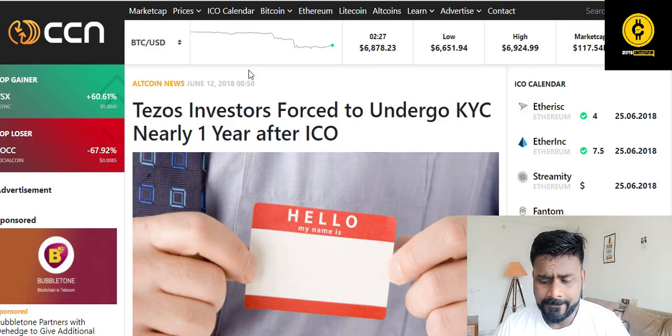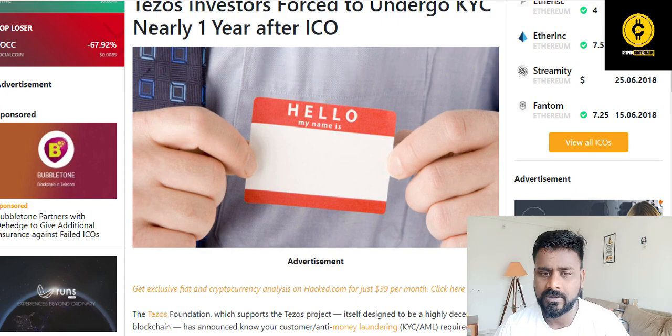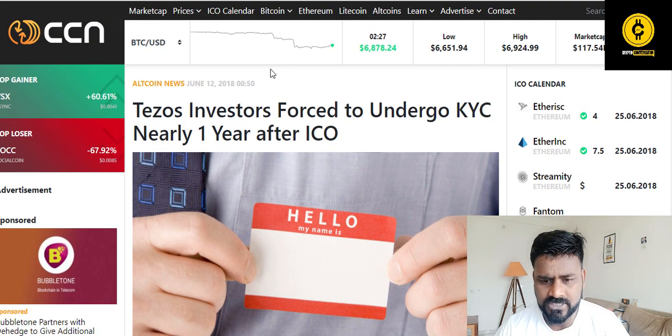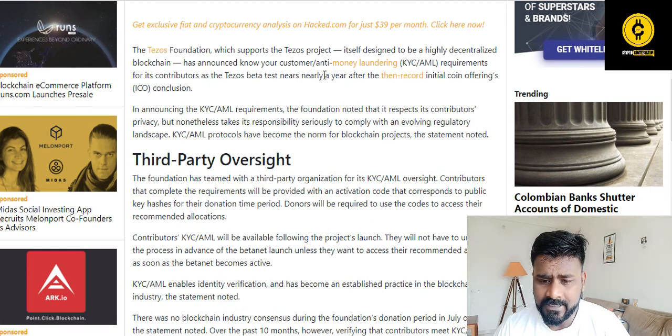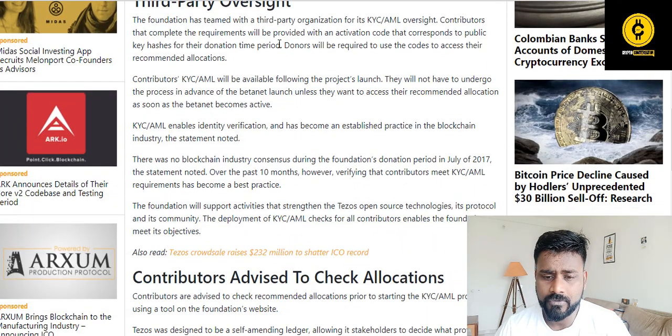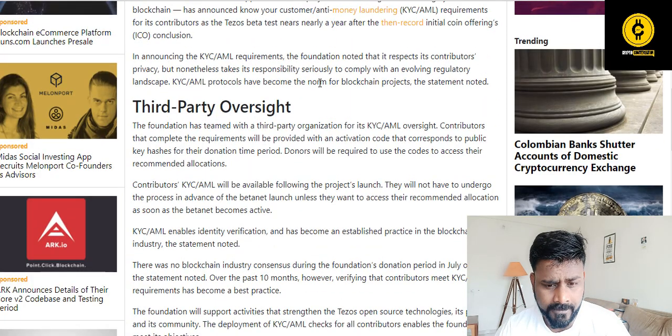This is very interesting because Tezos, one of the ICOs from last year, has now all of a sudden started asking for KYC from their investors, and that is after one year. Now, this is something that I find very, very annoying because these are terms that you should always have in place before you actually onboard the users. Like, for example, Poloniex also, right? I believe that most people might not be able to provide the KYC and AML details.